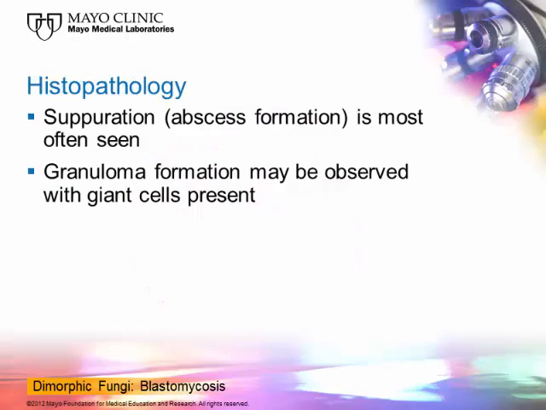In terms of the histopathology, this disease presents differently in terms of tissue response compared to all the other dimorphic fungi. This one causes a suppurative response, that is, it forms abscesses with a large number of neutrophils present, and that's most often seen. Sometimes you can see granulomas as well, but it's not that common. Most of the time it's an abscess.